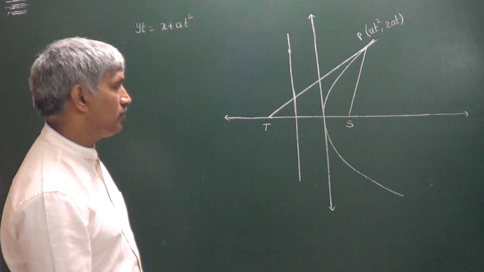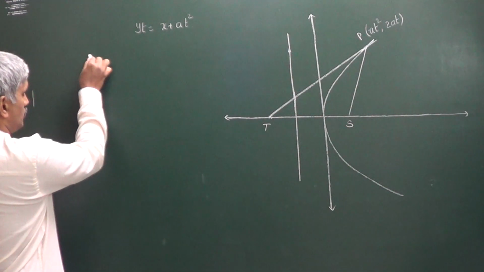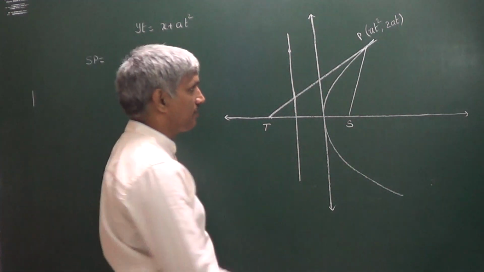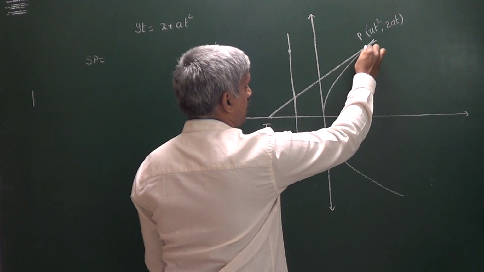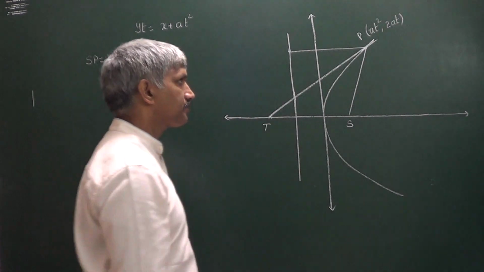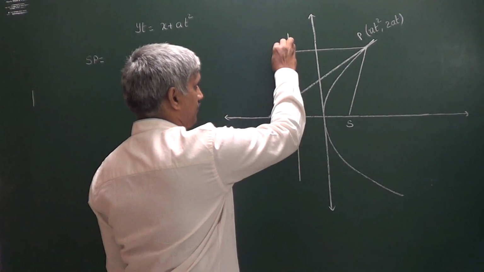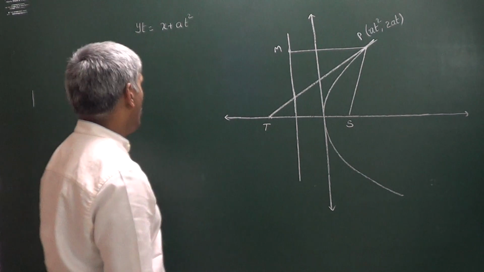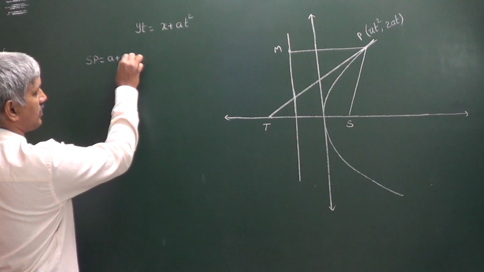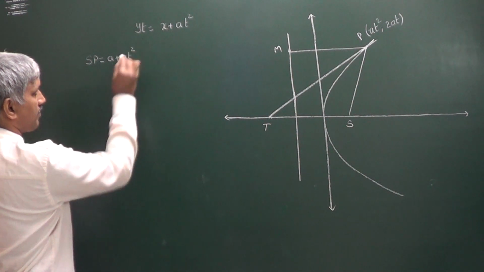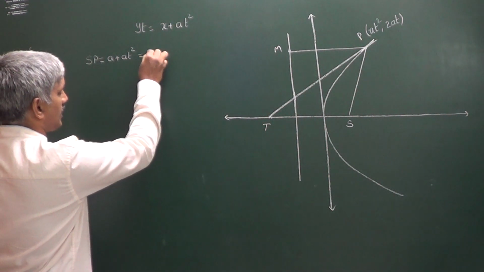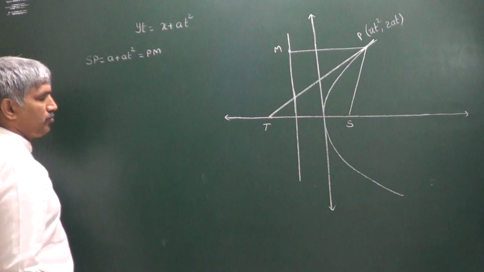I hope everyone knows what a focal distance is. You know about SP. SP is nothing but PM. What is PM? From point P onto the directrix, a line is drawn perpendicularly, say PM. So SP is equal to the focal distance, that is x1 plus a. Here that is a plus at², the focal distance. That is the same as PM.